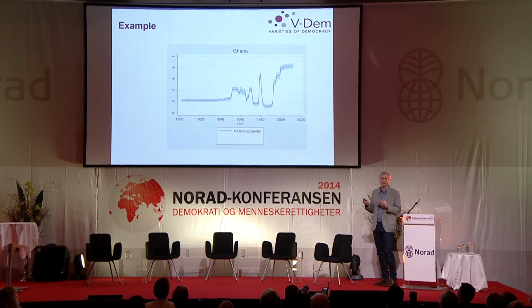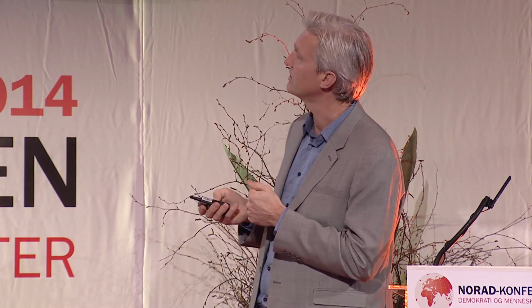The shaded line there, that's our measure of uncertainty. That's another thing that we think is important. So not all coders agree, of course, in their answers to all our questions. We use that coder disagreement to get a measure of how much uncertainty there is around the point estimates.